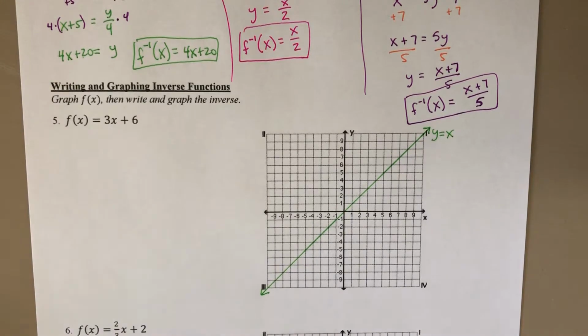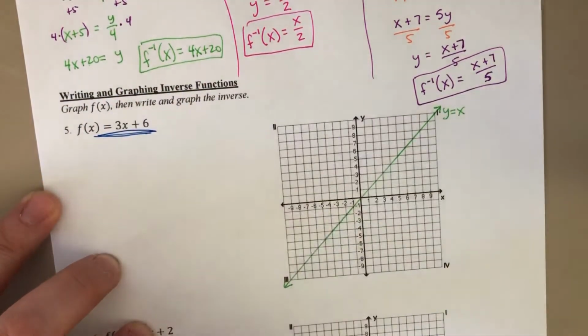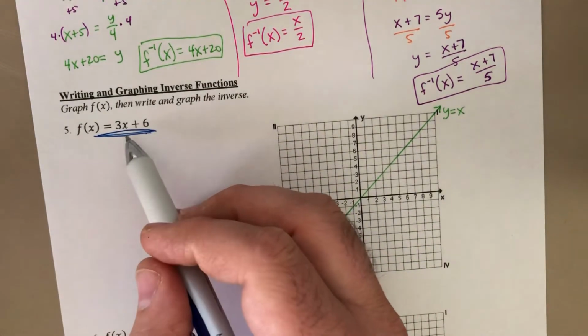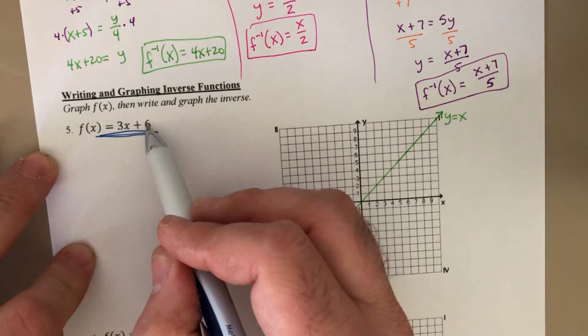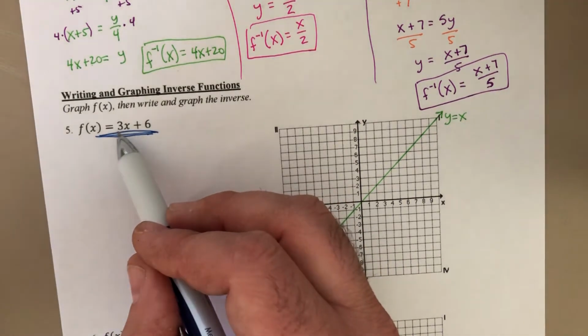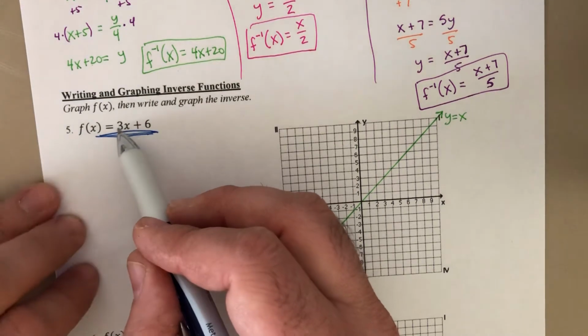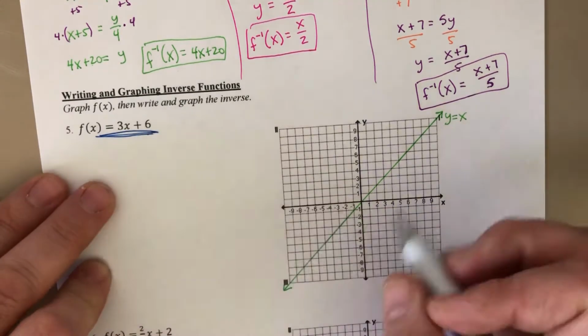Let's go ahead and graph that original. This is our f of x. I'm going to graph it in blue. And so remember, y equals mx plus b, right? B is our y-intercept, m is our slope. So we have a y-intercept of positive 6, slope of 3, which we think of as 3 over 1. And remember, slope is rise over run. So we're going to go up 3 over 1 in the positive direction. Y-intercept of 6, that's right here.